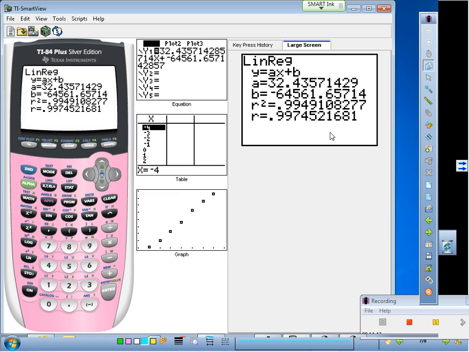Okay, so this is what you should have gotten. Does anybody remember how many decimal points I like them rounded off to? 3. Very good. So y is equal to 32.436x minus 64,561.657. 3 decimal places. R squared is 0.995 and R is 0.997. Just listen to R squared is simply R squared.